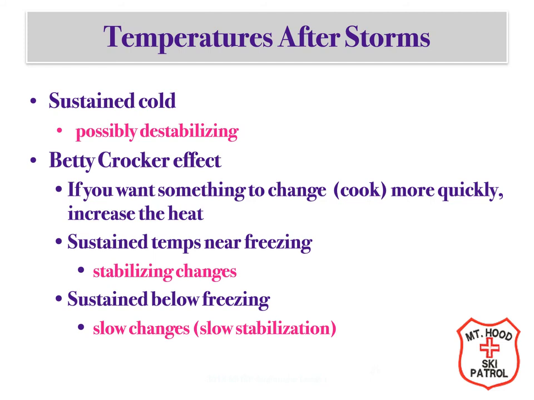So we've talked about temperature profiles during a storm, but what about temperatures before and after a storm? How can these affect snowpack stability? First of all, recognize that the rate of change of the snow structure is a function of temperature. Warmer temperatures near freezing will result in more rapid bonding of snow grains and a snowpack that stabilizes more quickly. Conversely, colder temperatures will reduce the rate of bonding between snow grains and result in a snowpack that stabilizes very slowly. Because of this, sustained cold will have a destabilizing effect by limiting bonding between snow grains.